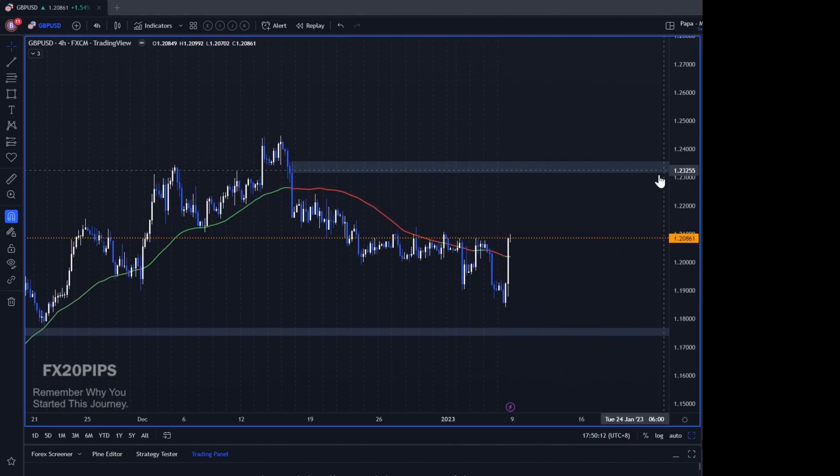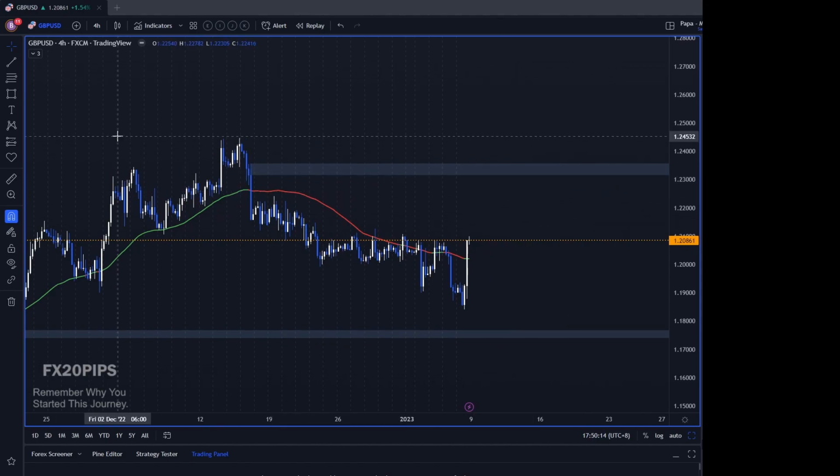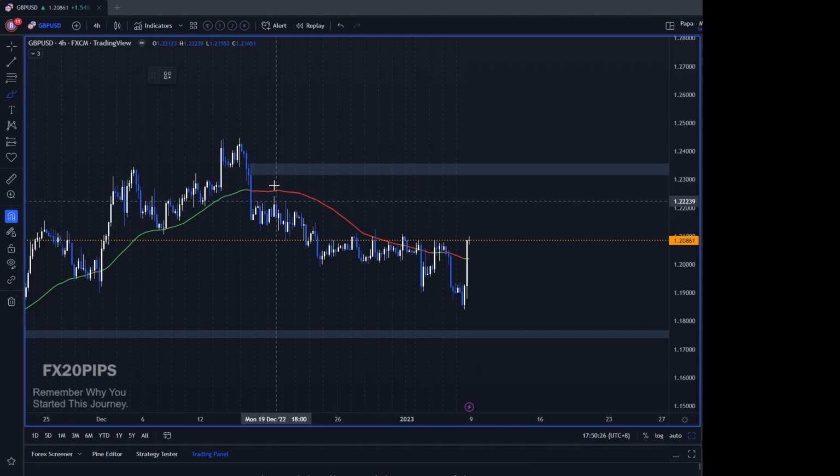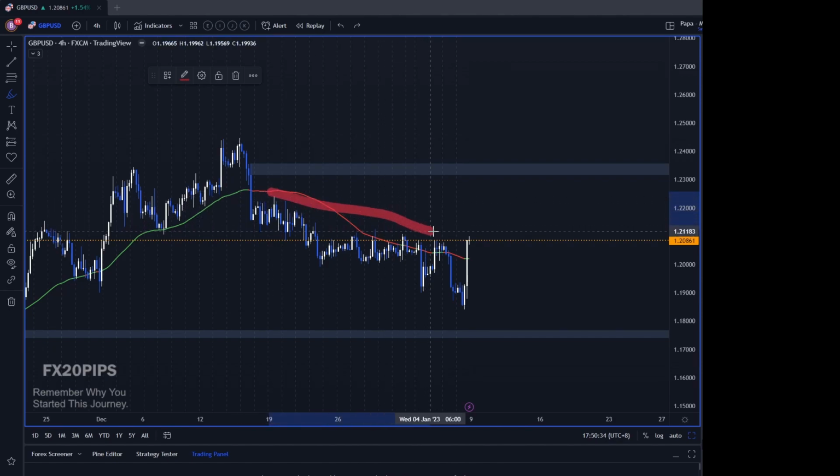So based on the 4 hour blocks, what I am expecting is for price to take up this liquidity here. Oh, sorry. All right, these are all liquidity.